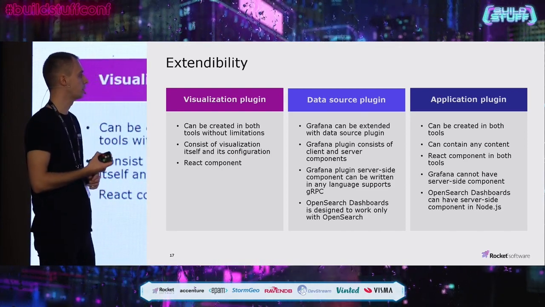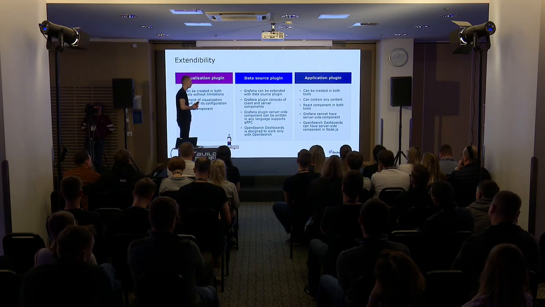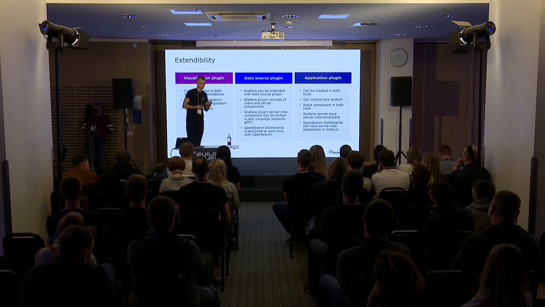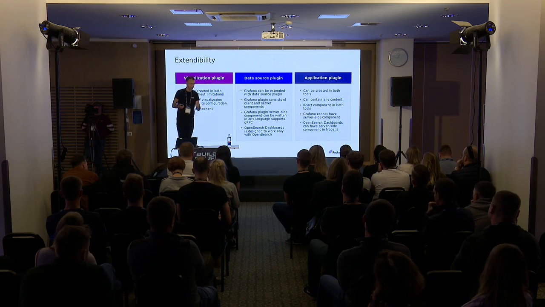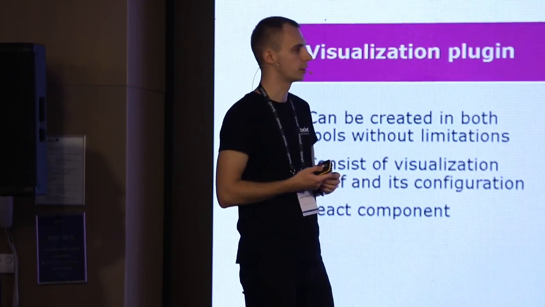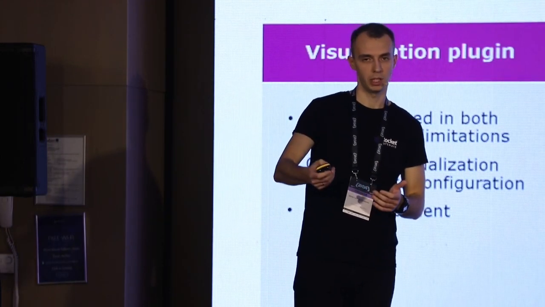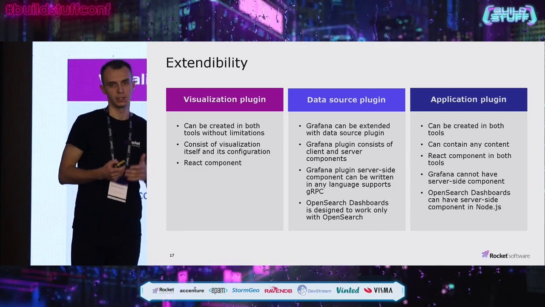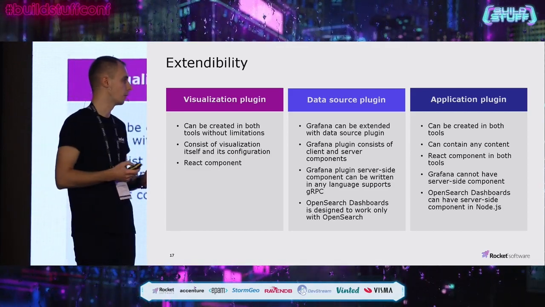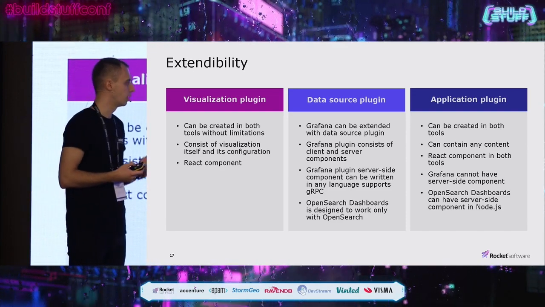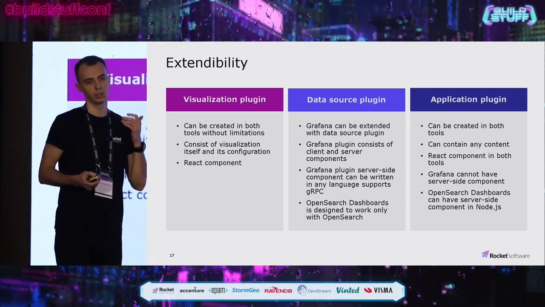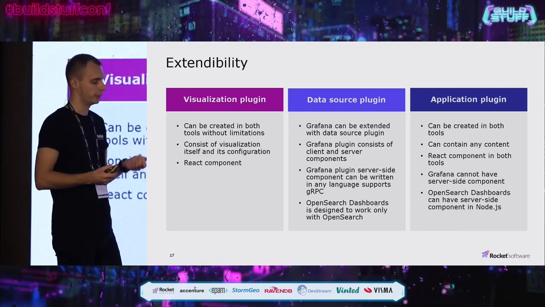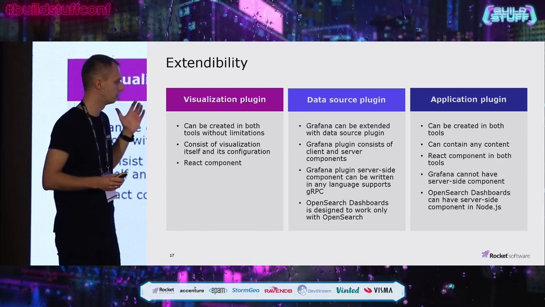Okay, and application plugins. Application plugins can be created in both tools and can contain any content. The client side should be written in React for both tools as well, but for the server side, currently Grafana supports backend components only for data source plugins, which means that for application plugins we cannot have dedicated server-side code. However, I found in their documentation that they are planning to support different types of backend plugins in the future. And OpenSearch Dashboards server-side code is written in Node.js, and it's easy to extend if needed.